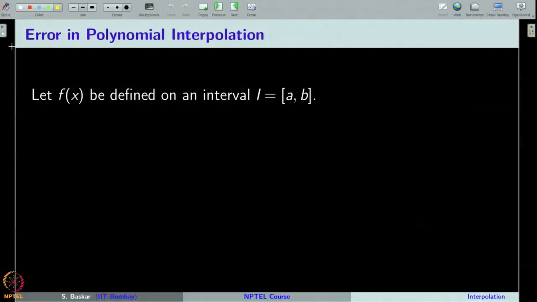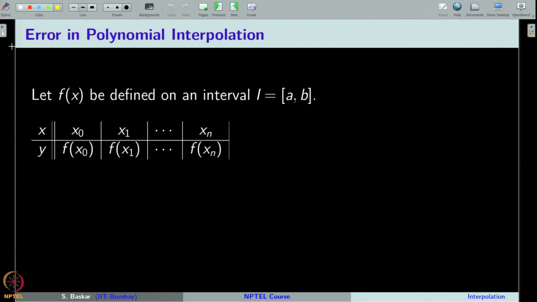You are given a function f defined on the interval [a, b], and you are also given n plus 1 nodes in the interval [a, b]. Generally, we take x naught as a and x n as b. Now, we have generated this data set by taking the function values at the node points x naught, x 1 up to x n, and we know that we can find a unique interpolating polynomial for this data set. Let us call it P n of x.